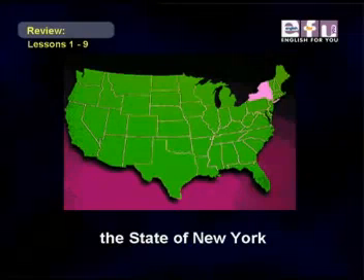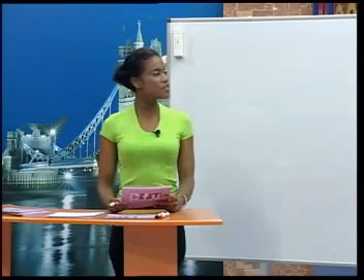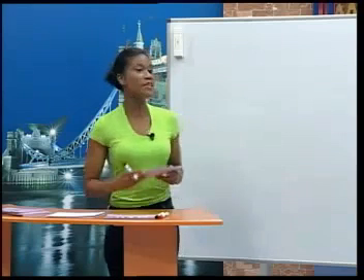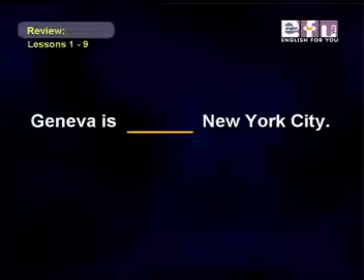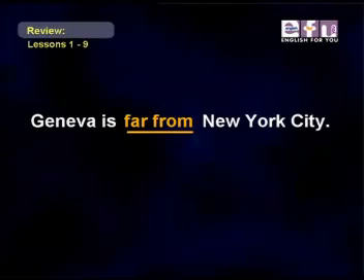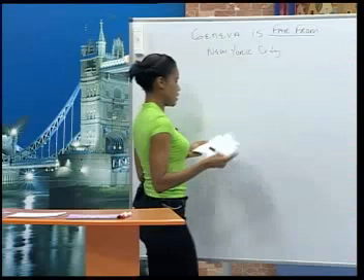The first one is a picture of the state of New York. Let's use prepositions of place to fill in the blanks. All right, Linda. First one is for you. Geneva is blank New York City. That's easy. Geneva is far from New York City. Okay, yes.